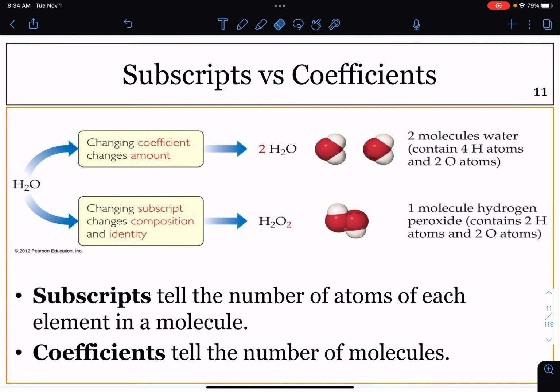The difference between subscripts and coefficients is very important. A 2 out in front is a coefficient. 2 H2O molecules looks like this, and it is very different than if we were to move that 2 out to the back behind the oxygen. This would mean you have one molecule of H2O2, which is hydrogen peroxide, and that is very different than water.